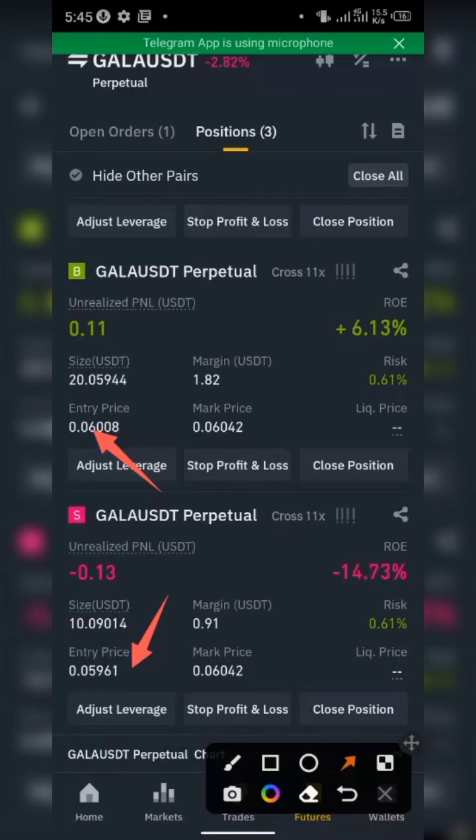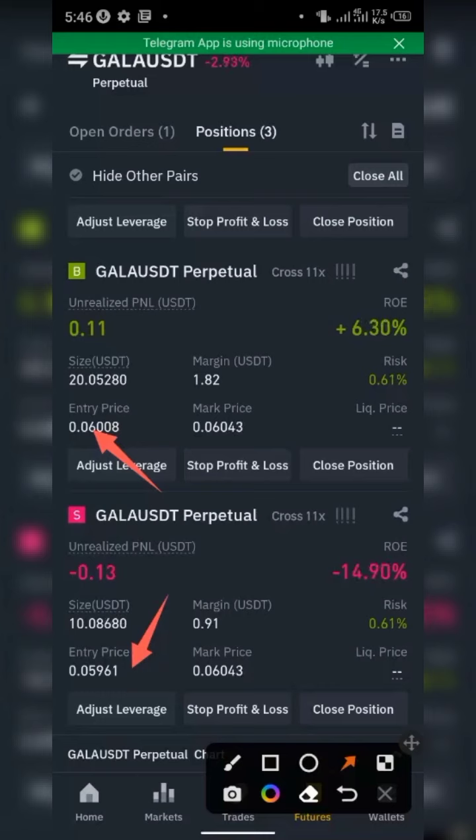you have to check your entry and know where you put your stop loss, and know where you take your profits. So these are the three strategies that I want us to learn using the hedge mode.